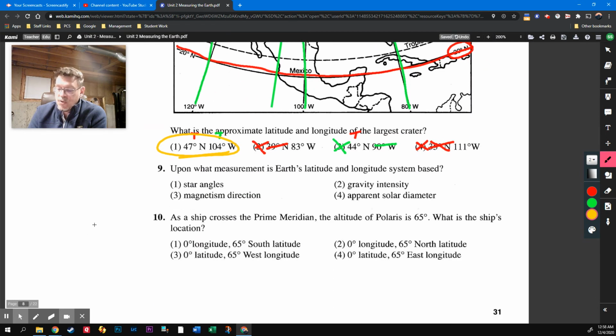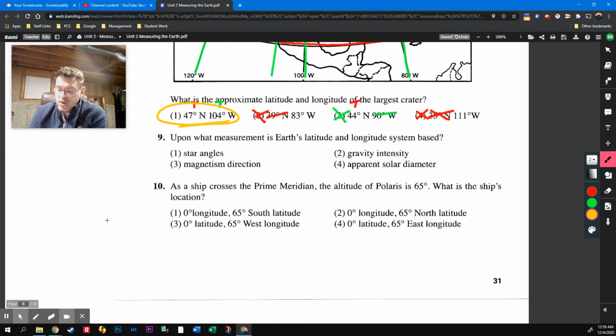Okay, I want to do one more. Okay, we're going to do number 10. As a ship crosses the prime meridian, the altitude of Polaris is 65 degrees. What is the ship's location?